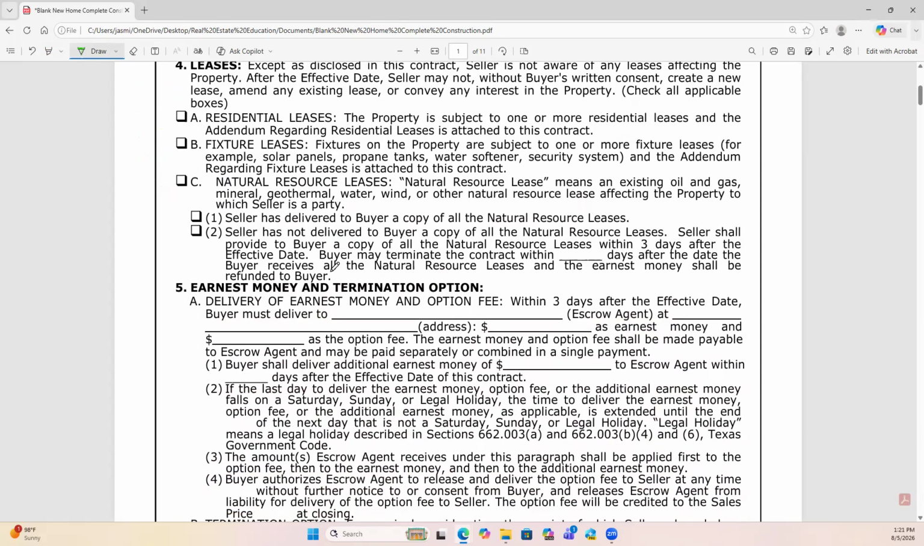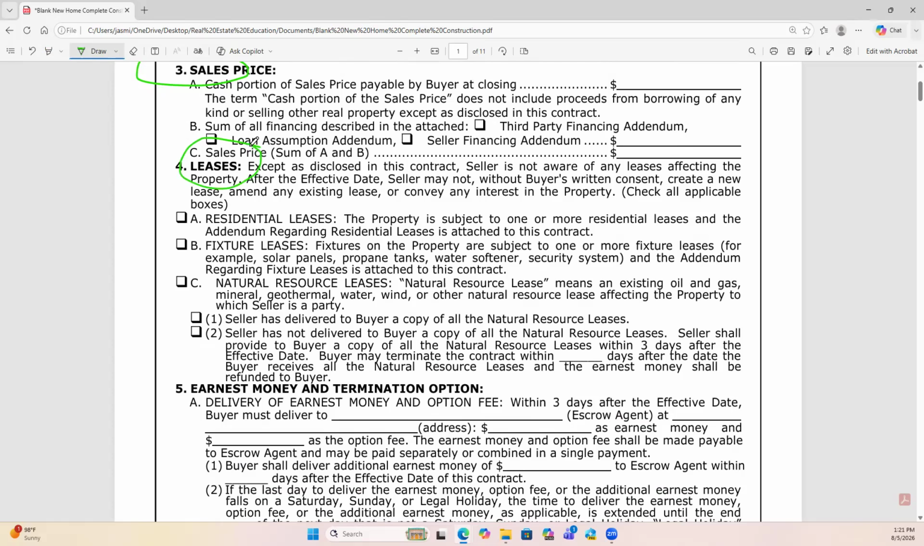Okay. Our leases are not any different than anything else either. This has not changed. When the offer was submitted and when the contract was executed, was there a current residential, fixture, or natural resource lease? It has nothing to do with, is the Ring doorbell going to be taken off at closing or before closing or anything like that?